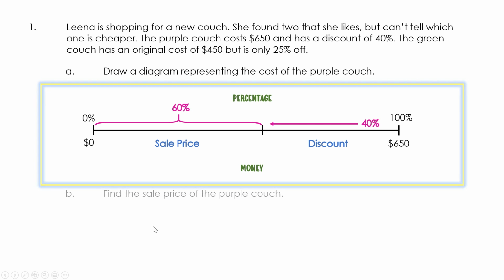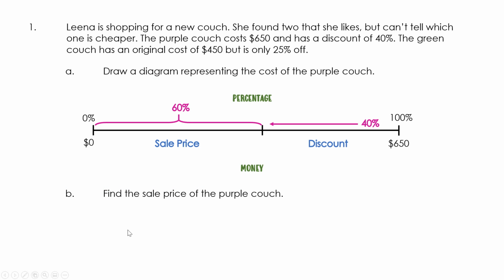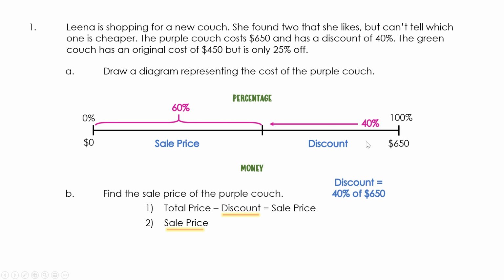All right, part B says to find the sale price of the purple couch. To do this, there's a couple different ways we can do it. We can take the total price, subtract the discount, and then we're left with the sale price. Or we can just calculate the sale price. Either way, we have to calculate one of the percentages up top. So for the discount, we need 40% of 650, and for the sale price, we would need to find 60% of 650.